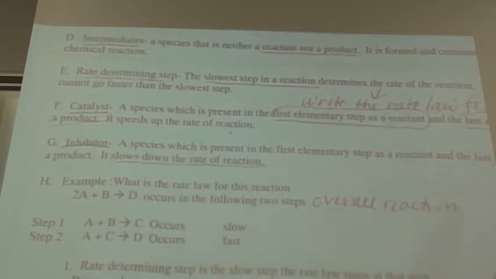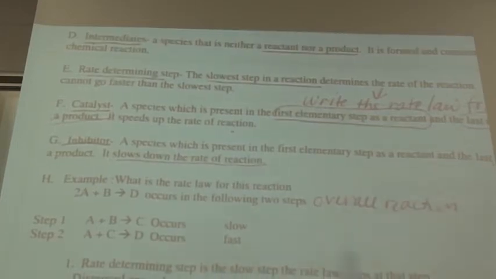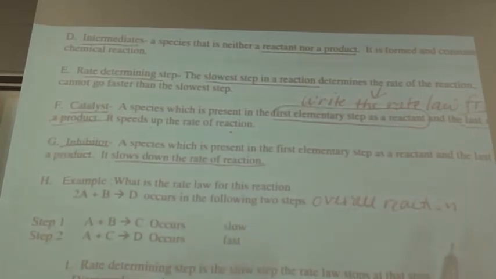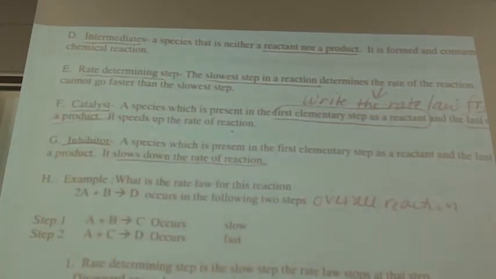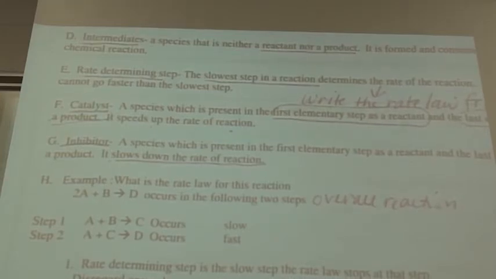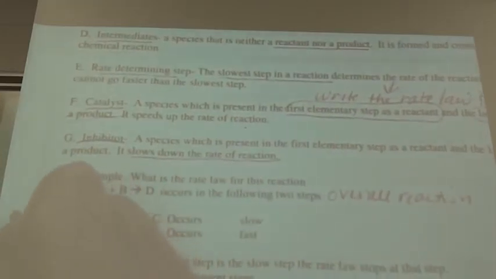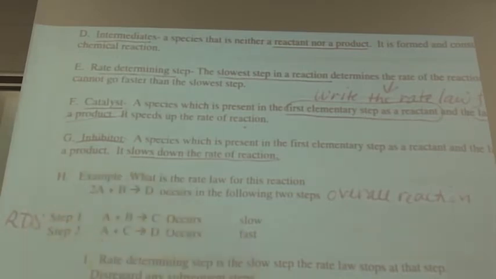Now, there are a couple of things that we need to check out in this, and this is what I want you to do. For step one, the first thing I want you to do is look at the reaction mechanism and find the rate determining step. Which one is it? Step one. Step one, mark it, rate determining step, RDS.